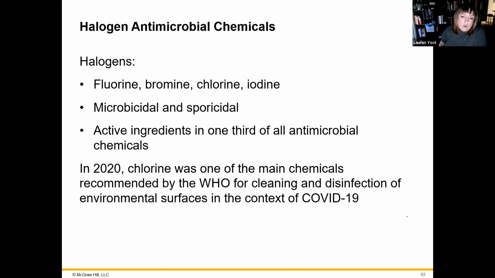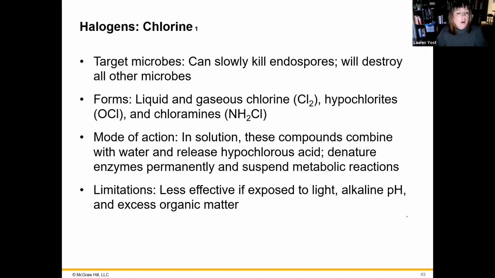So in 2020, chlorine was one of the main chemicals recommended by the WHO for cleaning and disinfecting surfaces for COVID-19 exposure. So we're talking about bleach here. All right, so let's talk about chlorine first.